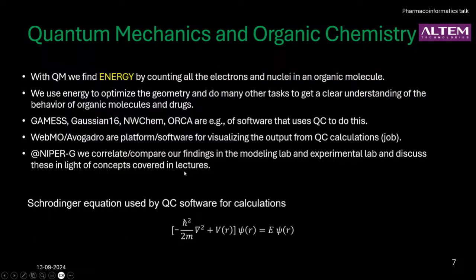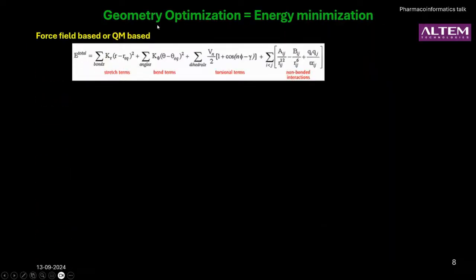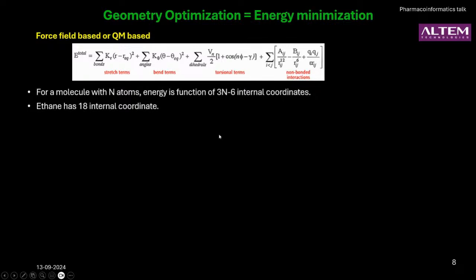Behind these quantum chemical calculations, there is the Schrodinger equation. In the interest of time, I am not going into the details of how this equation is solved by these software packages to get the energy. So here is an example of how these molecular mechanics and quantum mechanics based tools can be used for tasks like geometry optimization and energy minimization.